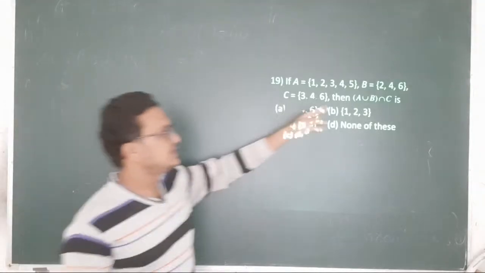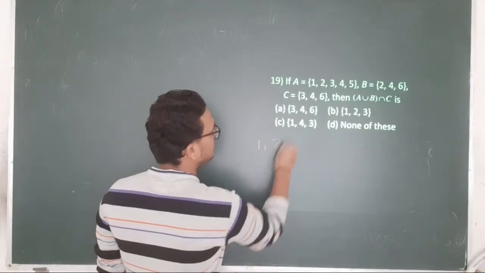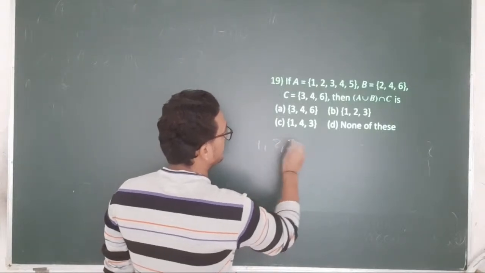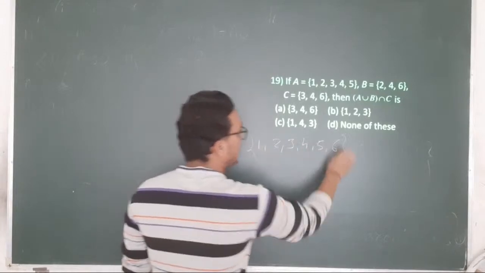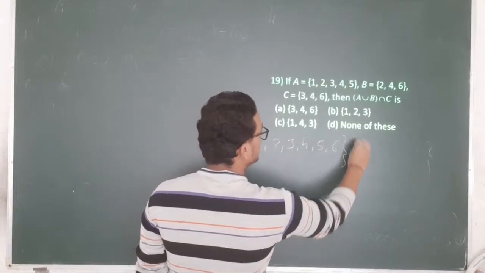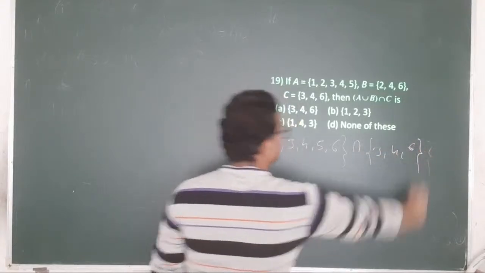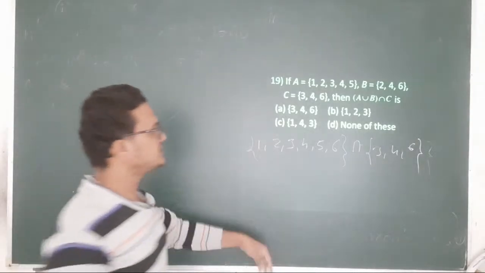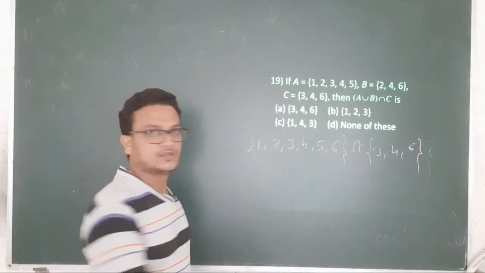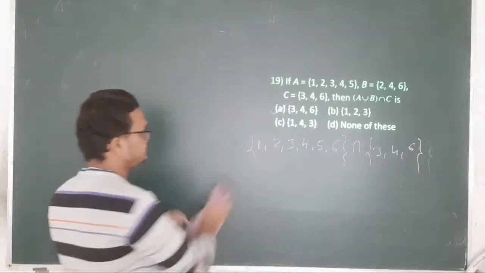See, A union B. What is A union B here? 1, 2, 3, 4, 5, 6. This is your A union B. Intersection C. C is what here? 3, 4, 6. Intersection means common elements. So among this, what is common? 3, 4, 6 only. So option A is correct.